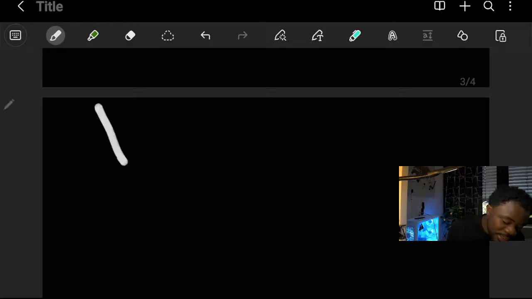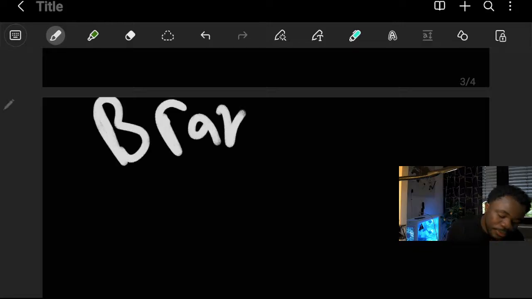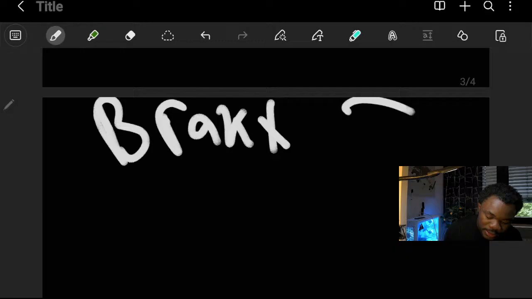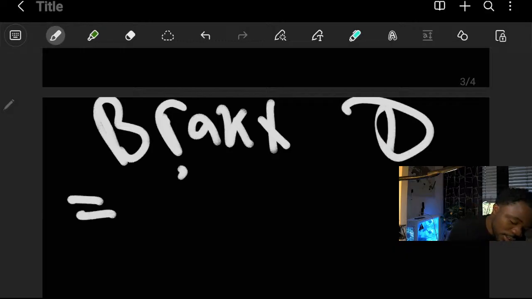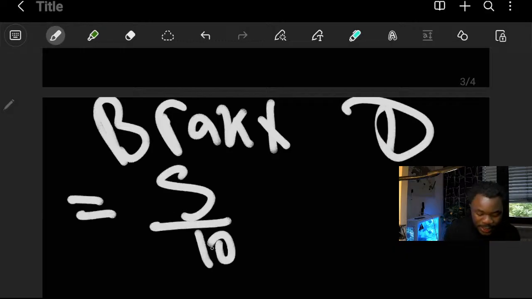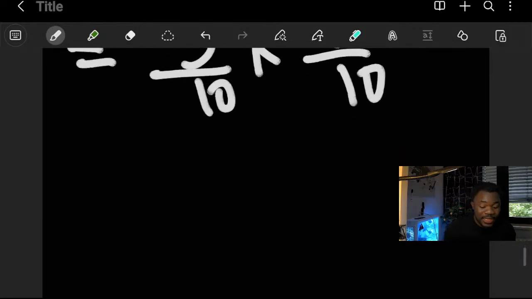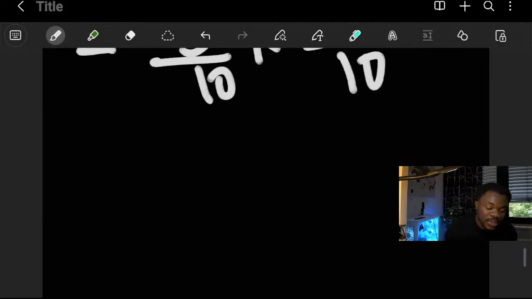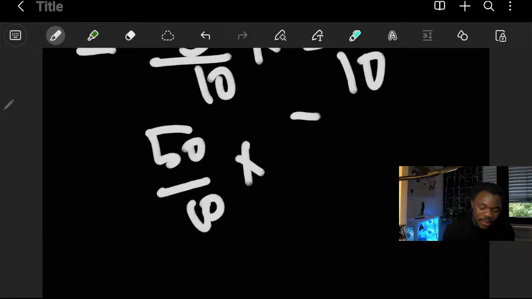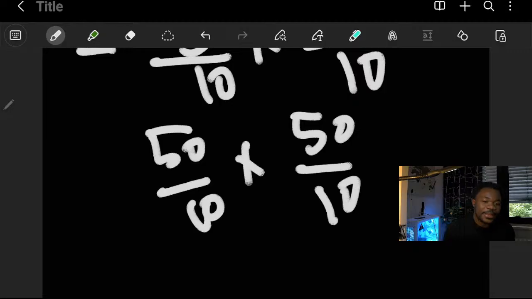So braking distance is equal to speed divided by 10 times speed divided by 10. The S represents speed. We don't have so much space, that's why I write the letters. So braking distance is speed divided by 10 times speed divided by 10. In that case, our speed was 50. We take 50 divided by 10 times 50 divided by 10.